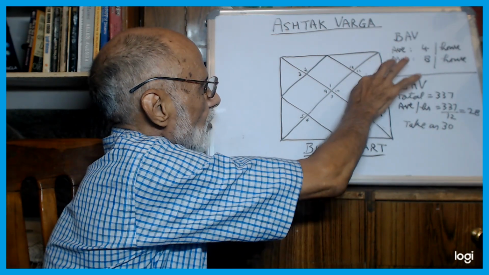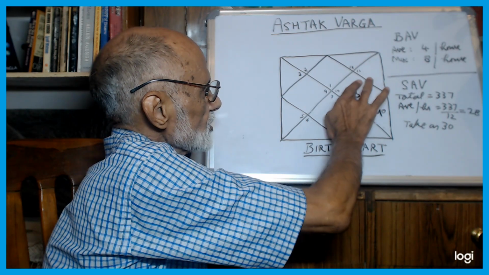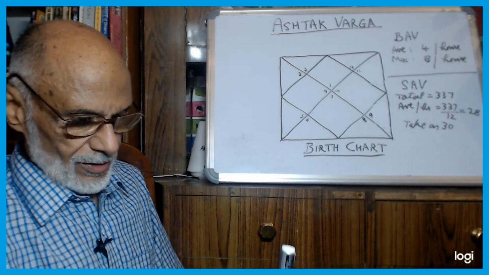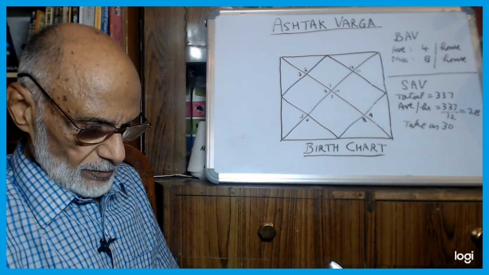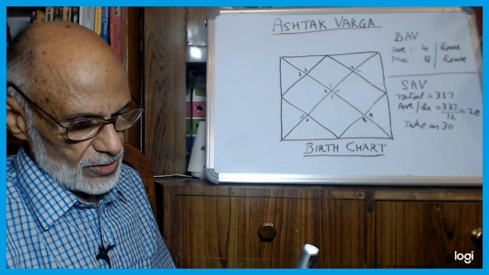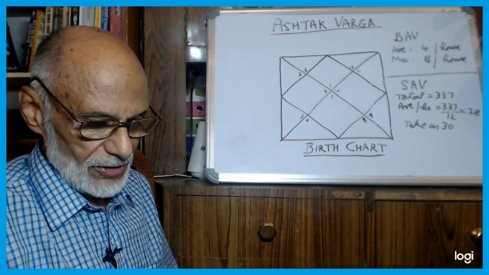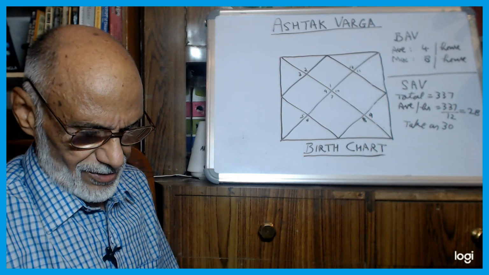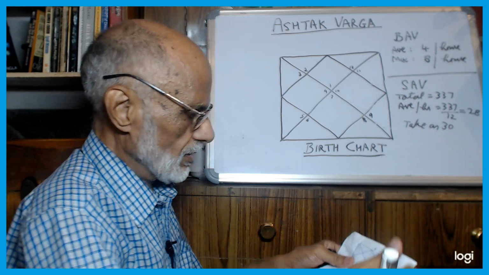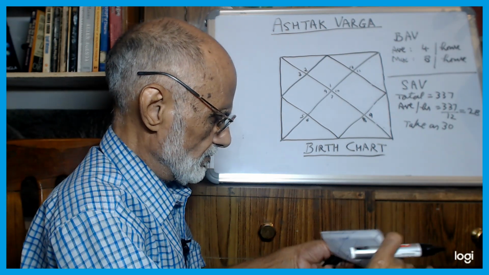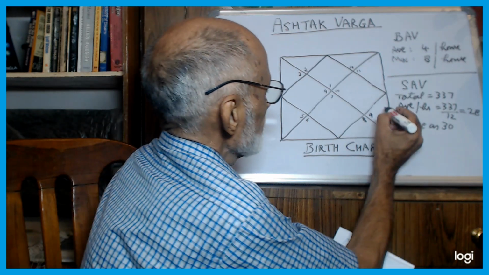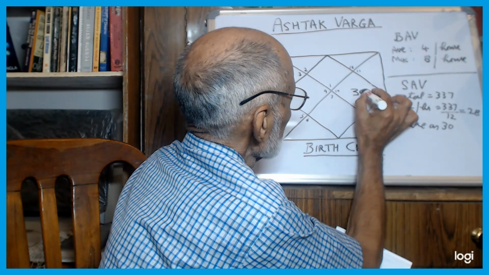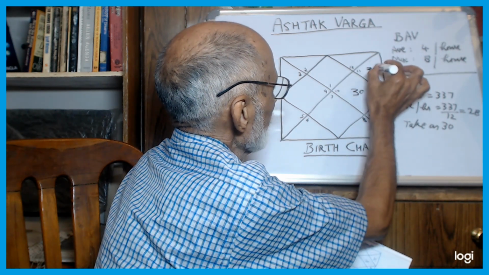Now let us consider some more charts, and this will be interesting for you. I am taking two charts of very famous leaders of today. One is Rahul Gandhi of Congress Party, and he has 36 points in the house of luck, 30 points in the house of action, and 31 points here in the house of achievements, results.